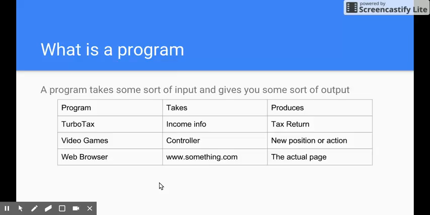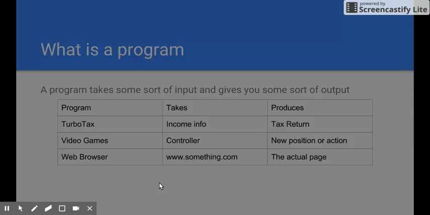In your web browser even, like for instance, we're using Chrome. If I type in www.something.com, the output is the page that I was looking for. Like if I go to google.com, Google comes up. If I put in knoxschools.org, I get the knoxschools.org website.